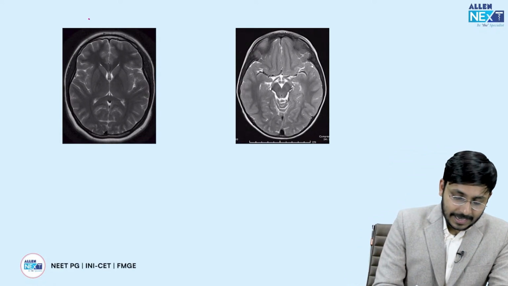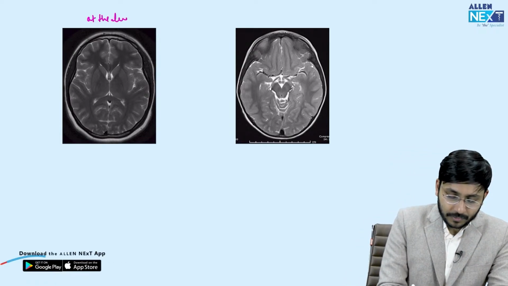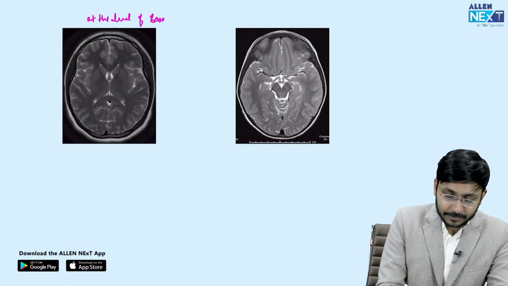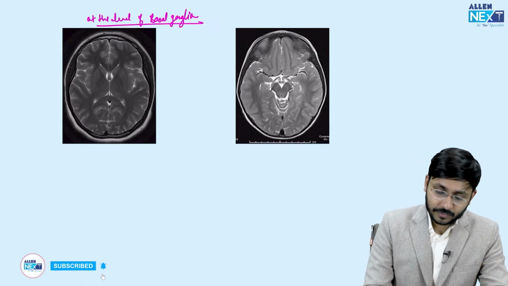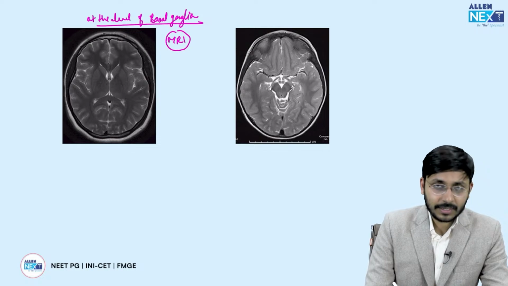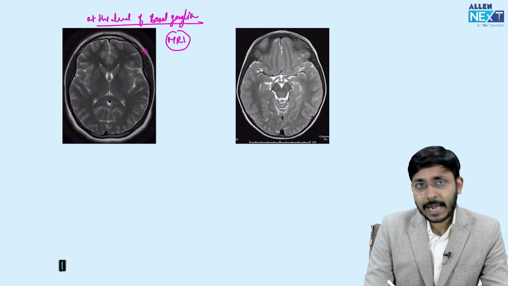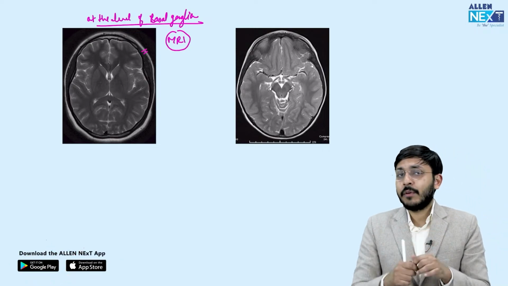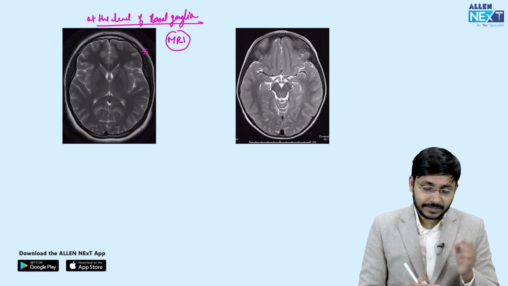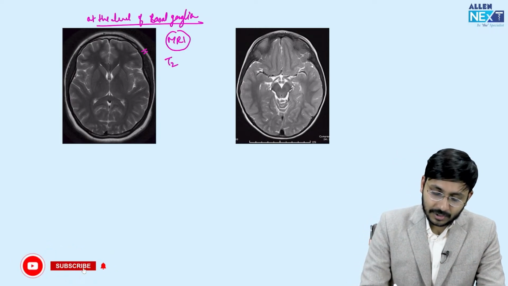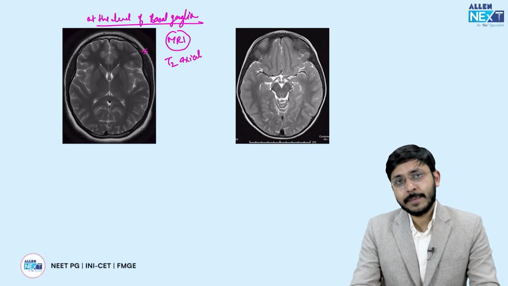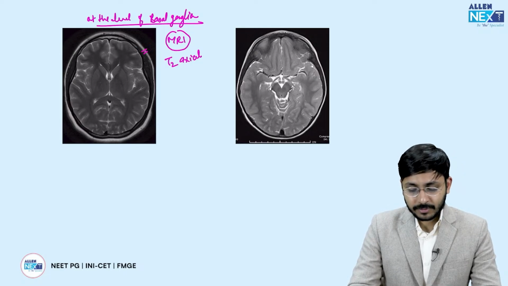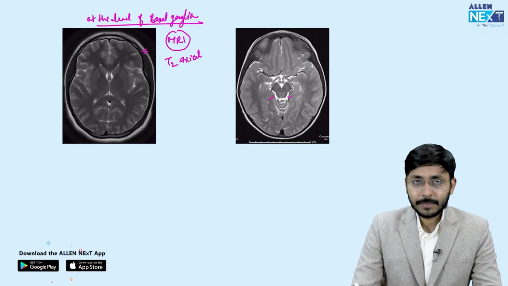So this is at the level of basal ganglia. Which structures are we seeing here? Now, which type of image is it? So first of all, it is an MRI image, correct? Why? Because your bones are black. And which type of MRI image is it? Since the CSF is bright, we'll easily call it a T2 axial image. Likewise, the second image is also a T2 weighted axial image, because the CSF right here is bright.